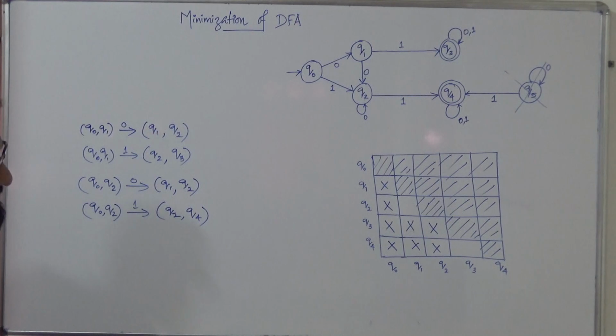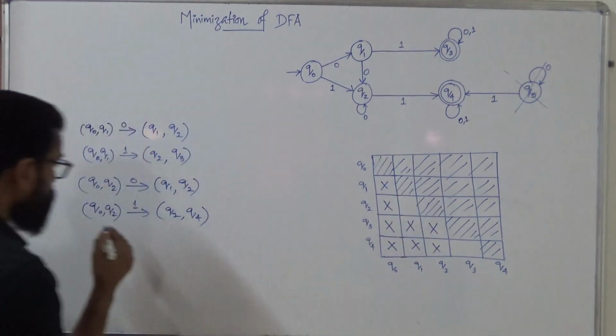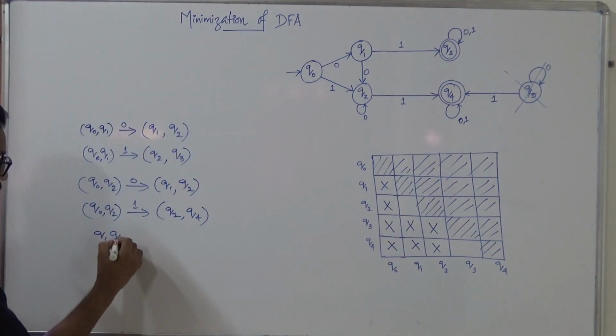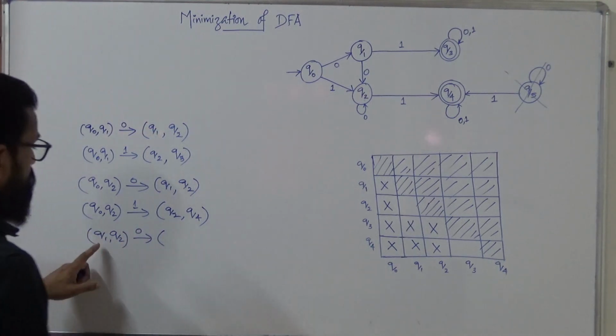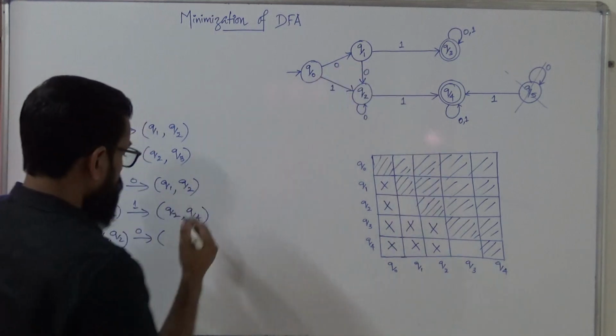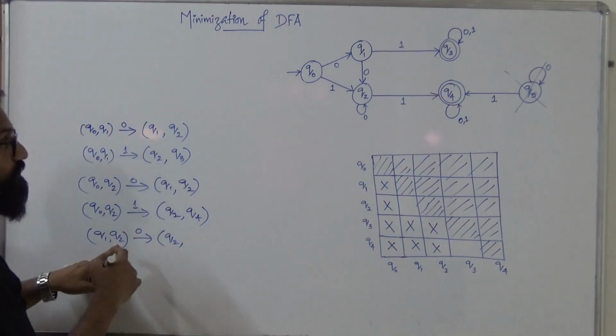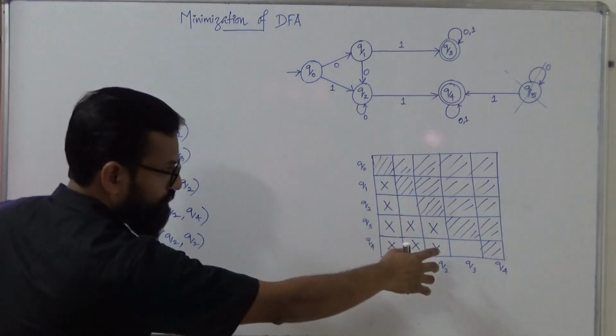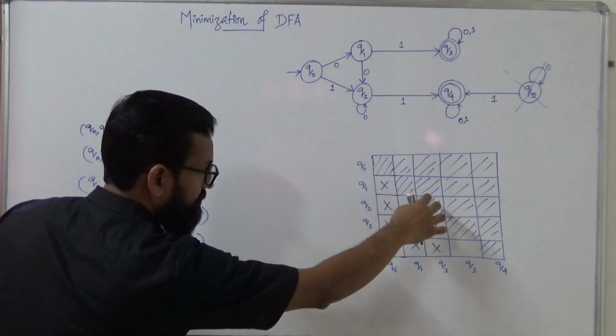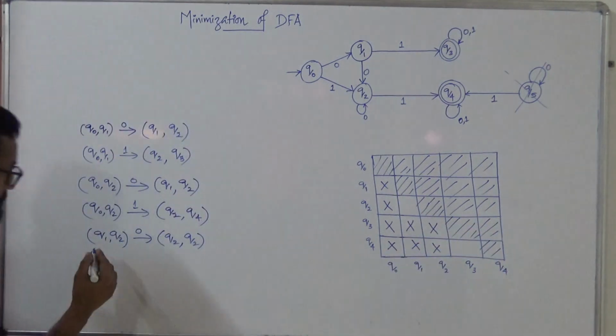Now you can consider the pair Q1 Q2. Apply input 0. So to Q1 if you apply input 0 you will be getting Q2. And to Q2 if you apply input 0 you will be getting Q2. So Q2 Q2 is not a part of our table.